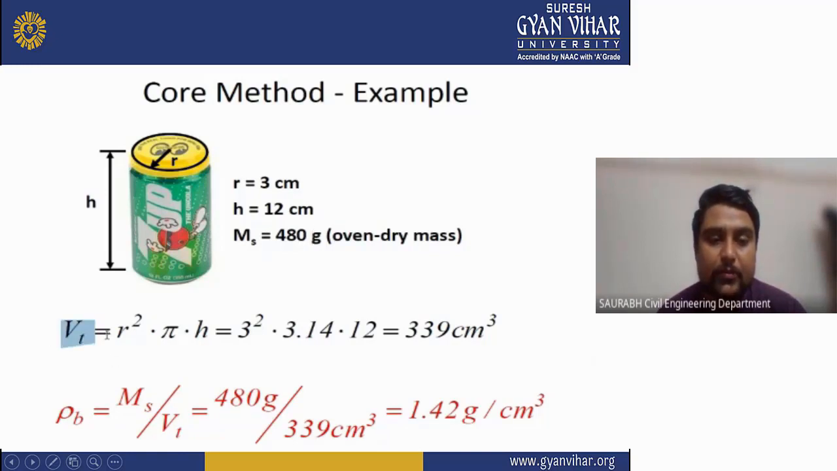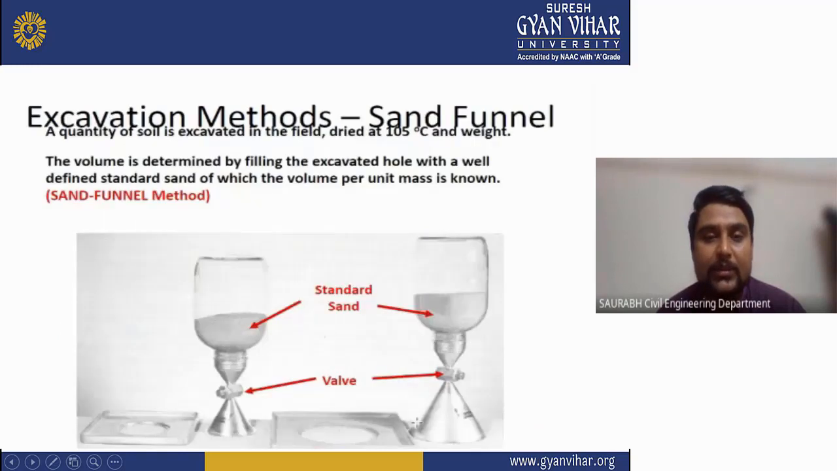From here you have to calculate the volume of your cylindrical core, which will be equal to R square pi H, and it will become 339 centimeter cube, and mass is already given here. Density will be equal to mass upon volume. Then we will get 1.42 gram per centimeter cube.